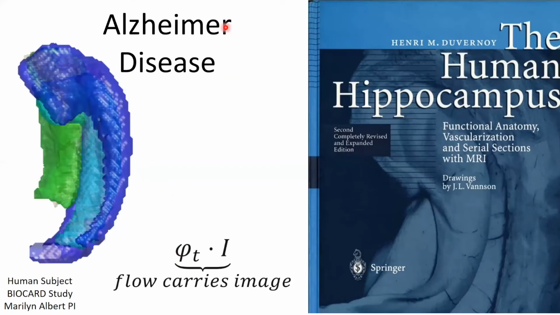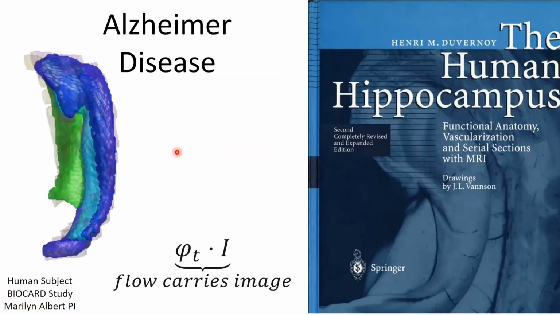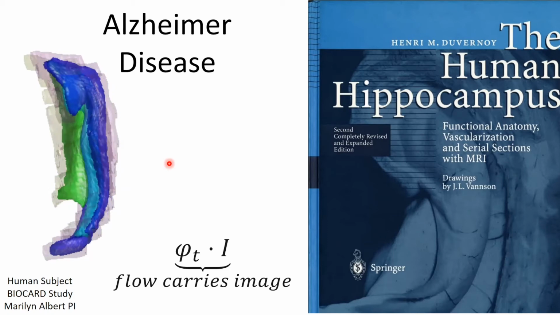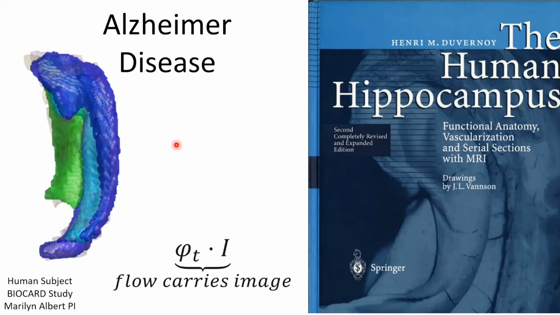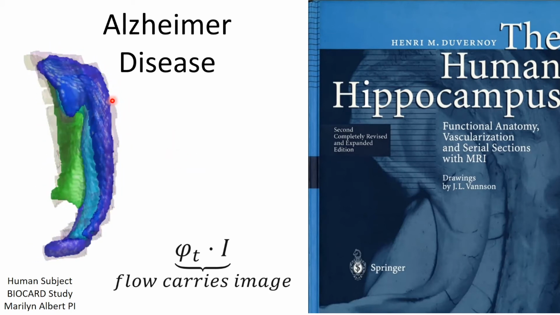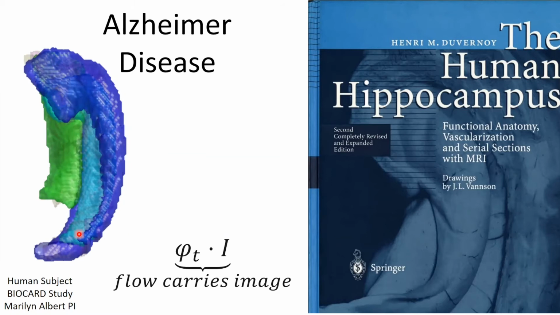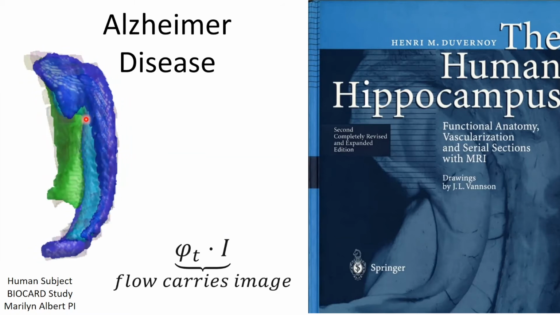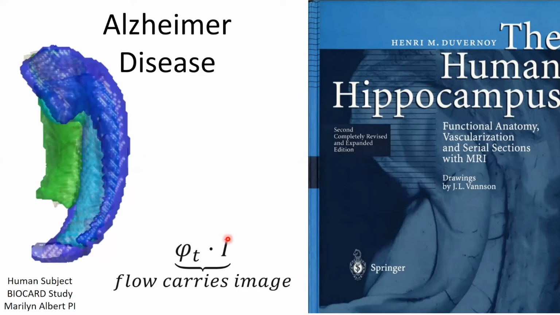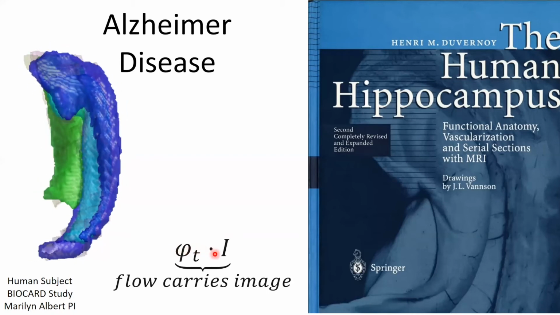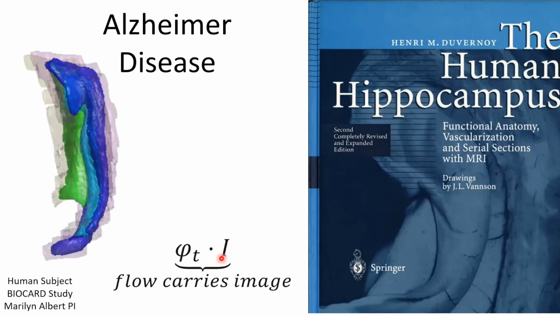Here's a less trivial example. This is an actual subject from Marilyn Albert's BioCard study. Many of you know Marilyn Albert. She did a lot of great work with your group in the late 90s, and then moved to Hopkins. And we've been having a lot of fun together for the last 15 years. This is an actual individual in the BioCard study that unfortunately was suffering from dementia of the Alzheimer's type. And we're actually doing prediction here. So we're shooting the trajectory of this 3D CAD model under the dynamics that we basically estimated from real data, where flow carries image. Here, image is this CAD model.